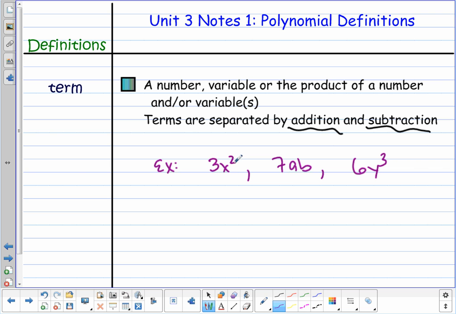Notice that in 3x squared, there's no addition or subtraction. That's just one term. 7ab, no addition or subtraction, that's just one term. Even though there's three parts to that term, it's all one term. Okay.